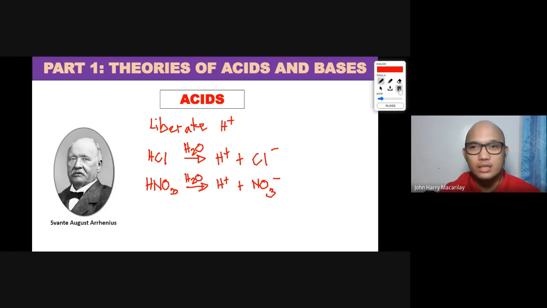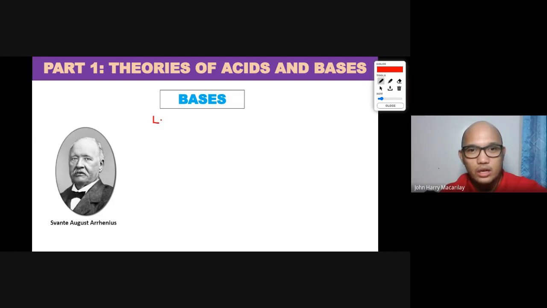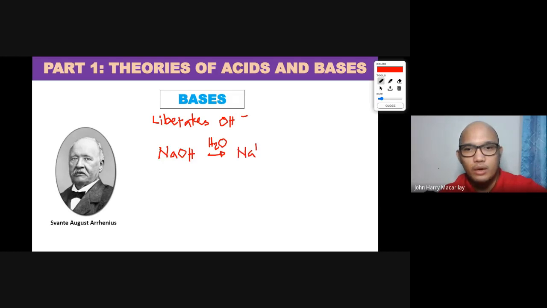Next, Arrhenius bases. According to Arrhenius theory, a base liberates a hydroxyl ion. A good example would be sodium hydroxide in water, which will ionize to sodium ion plus a hydroxyl ion. So it liberates hydroxyl ion.